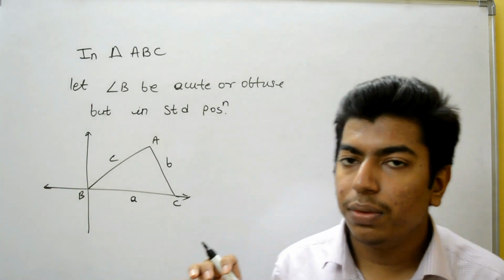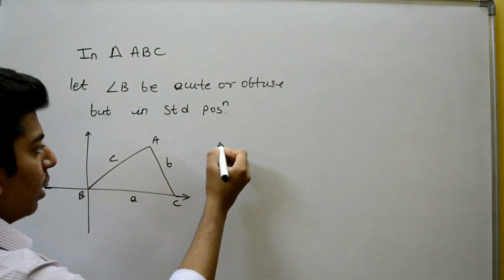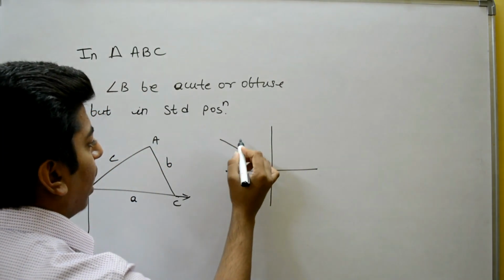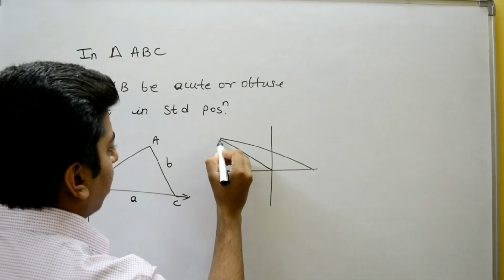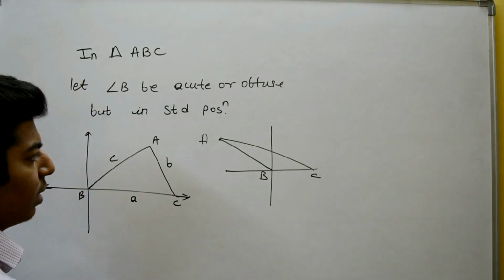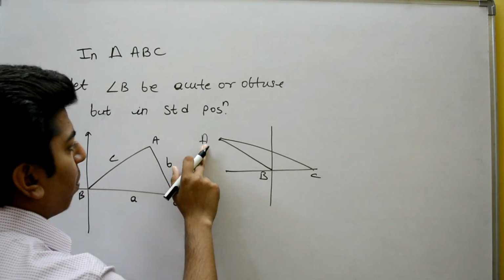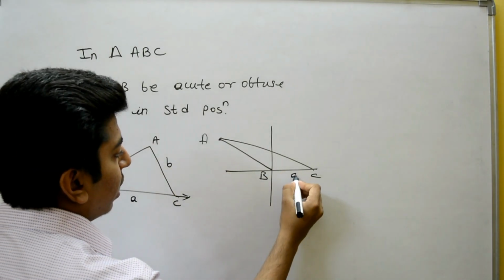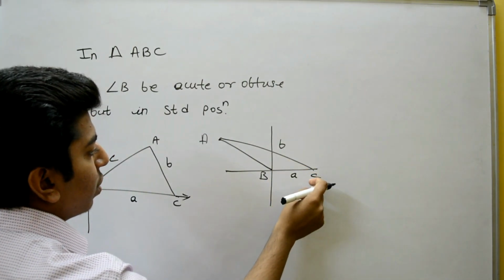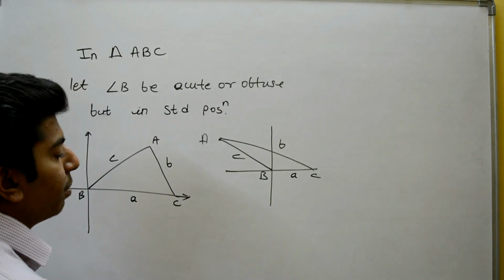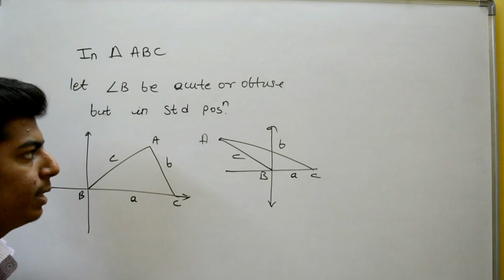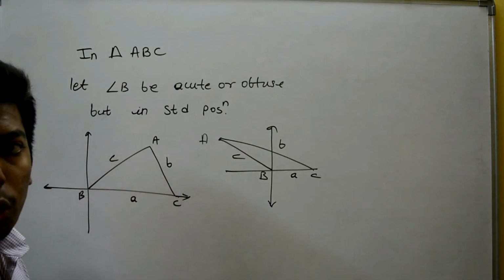Now the diagram for the obtuse will be, this is the origin, the angle is obtuse, this is B, C, A. The sides will be the same. Opposite to the point A will be distance a, opposite to the point B there will be distance b, and opposite to the point C the distance will be small c.